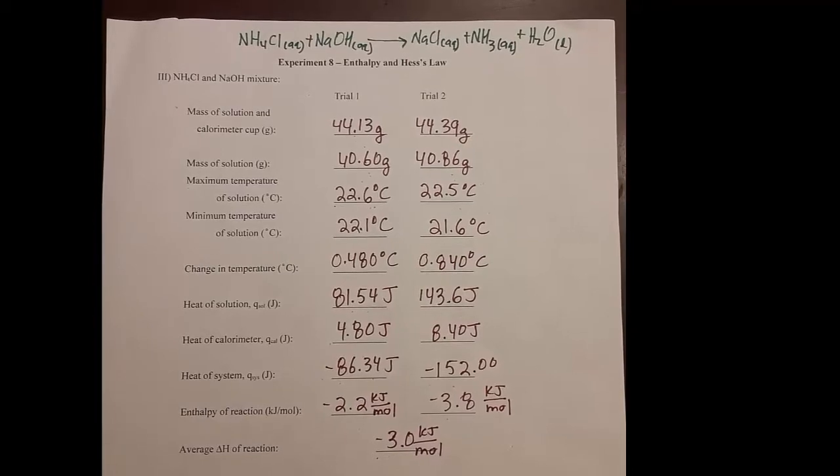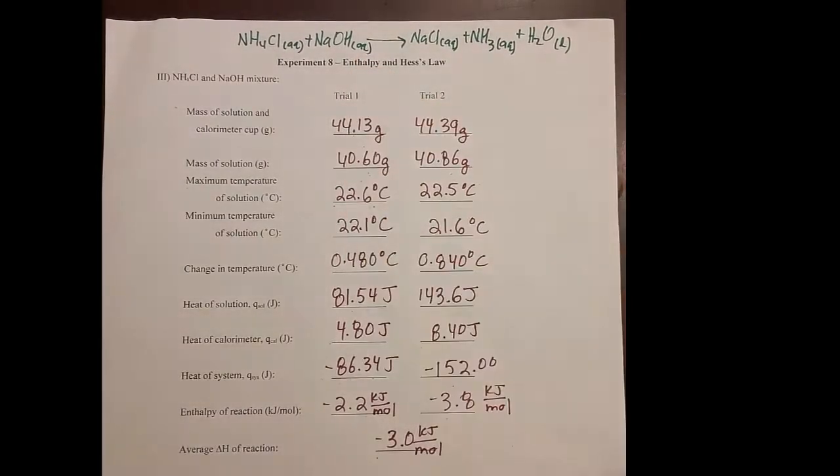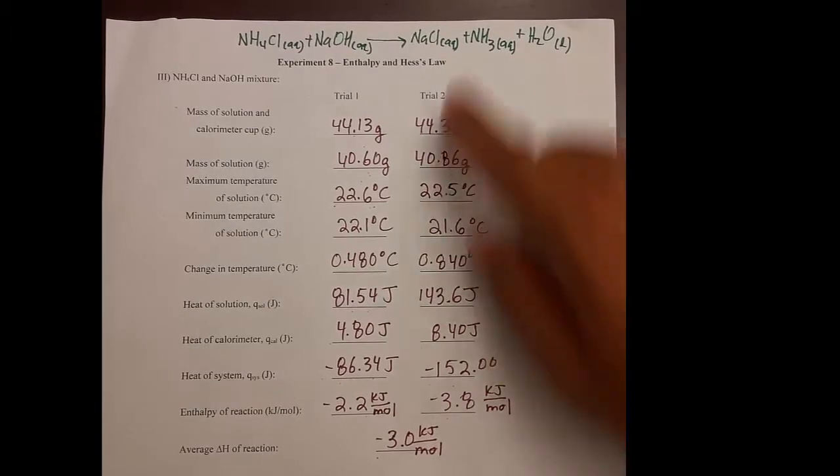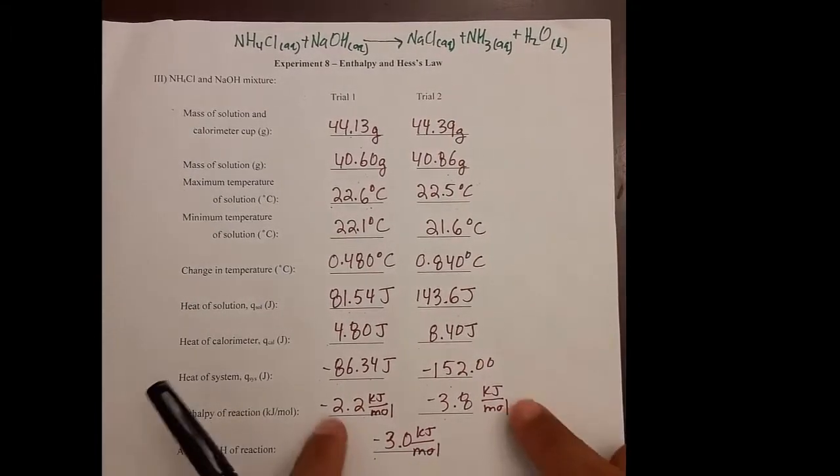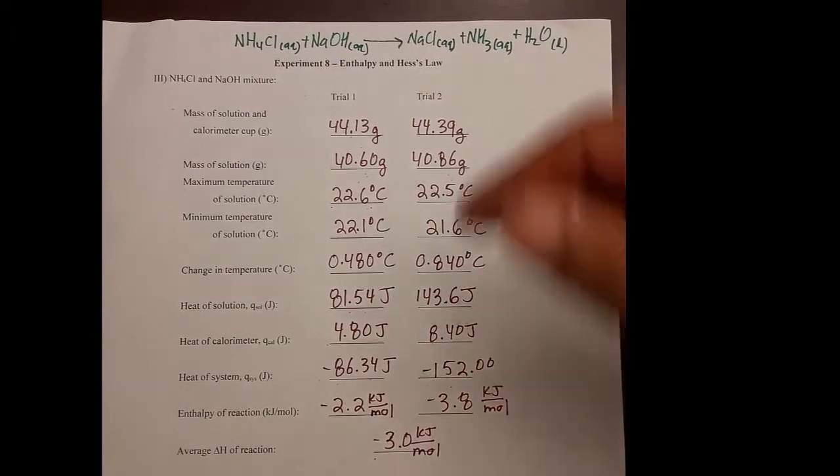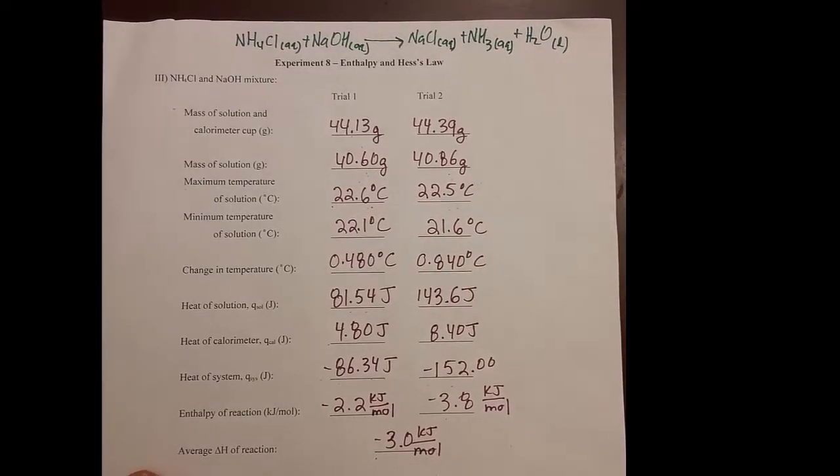In this video, I'll go over how to do the calculations for the enthalpy of reaction for Experiment 8, Hess's law. I'm just going to do one trial, and the other trial you'll follow the same way. Don't forget you have to average your two trials. This is data that I took. Your data may look very different than mine, which is okay.